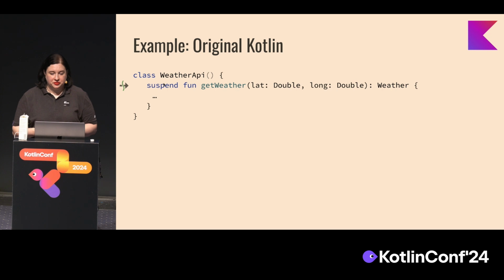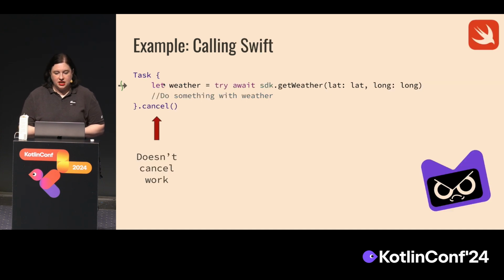Let's look at an example. Here we have a suspend function that gets the weather at a particular location. Maybe we're a little weather station. And when calling this function from Swift, we surround this function call with a Task to support concurrency. But when we ask it to cancel, the work of that suspend function doesn't actually cancel or stop.